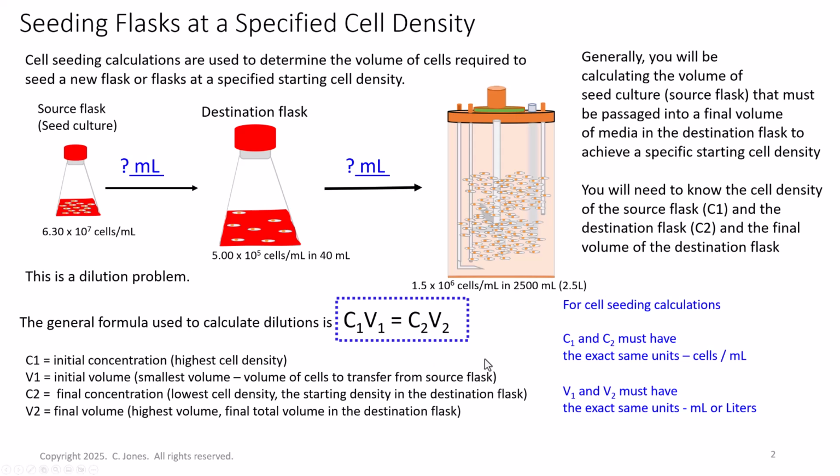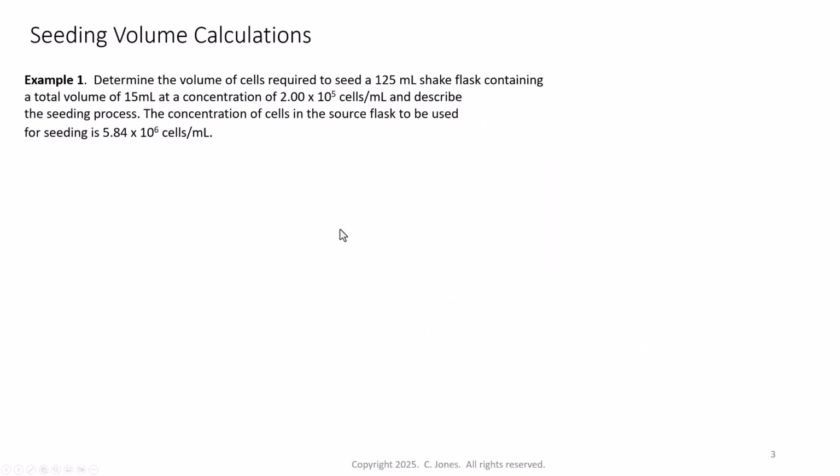So in order to do the C1V1 equals C2V2 calculation, we need to know the cell density of the source flask, which we're going to obtain by counting, either manual cell counting or automated cell counting. That will give us the concentration of cells in our source flask. And then we need to know the concentration of cells in the destination flask and the volume of the destination flask. More often than not, that will be specified in the protocol, in the SOP or in the batch record, but those will be indicated as part of the documentation. Let's start with some examples then.